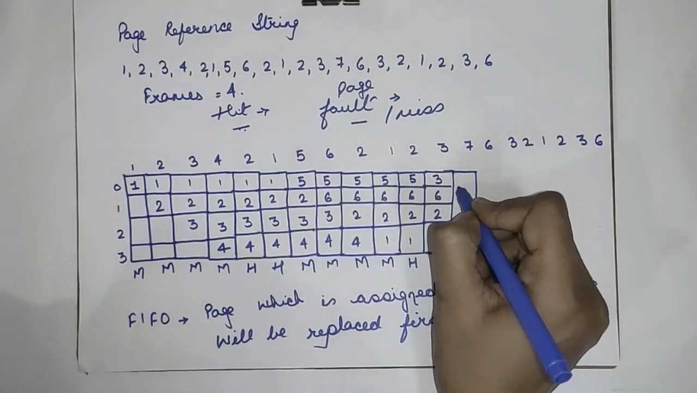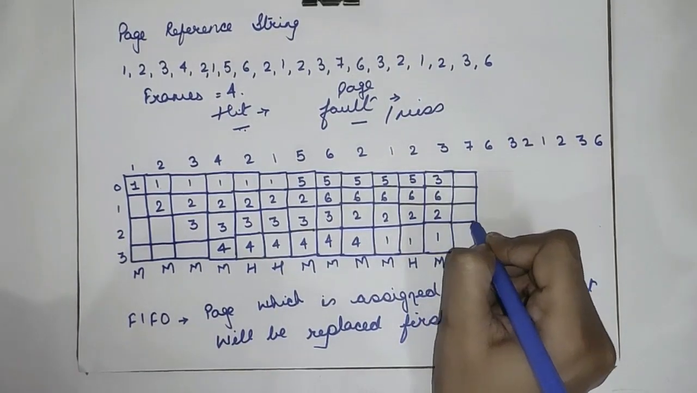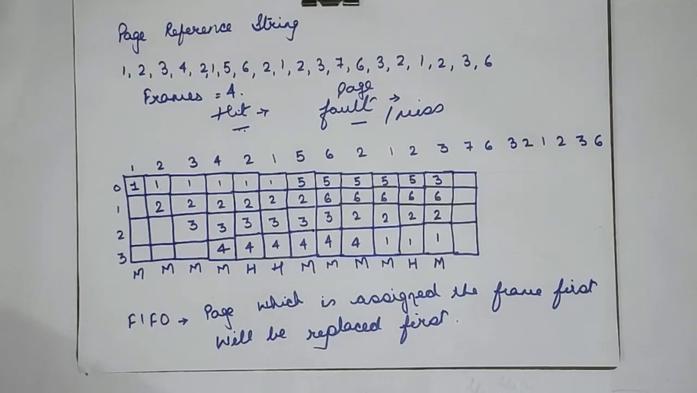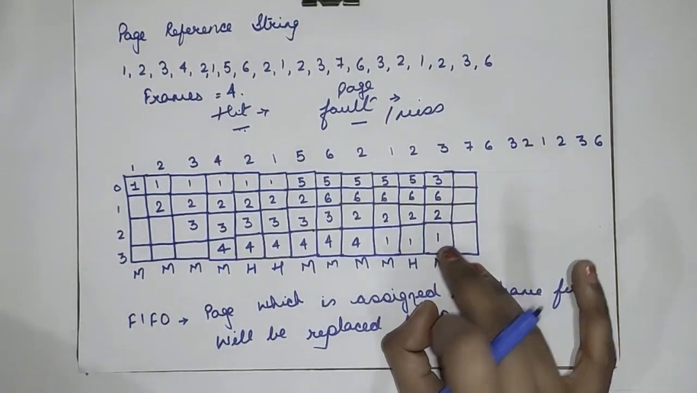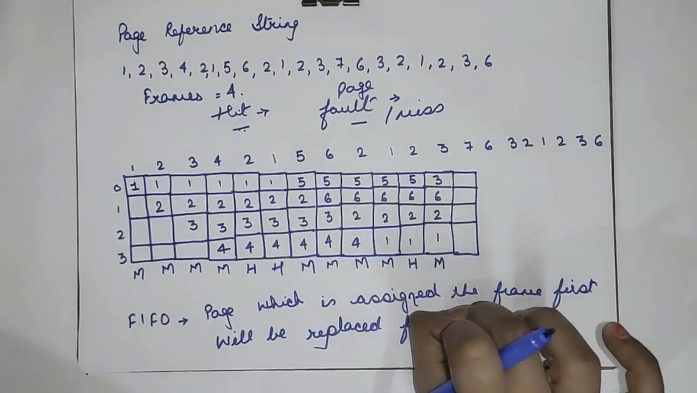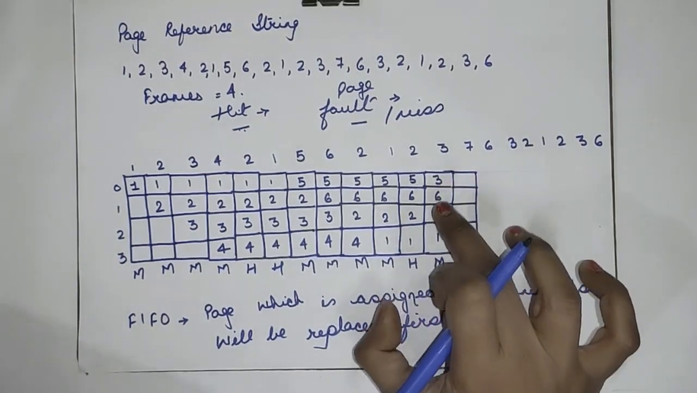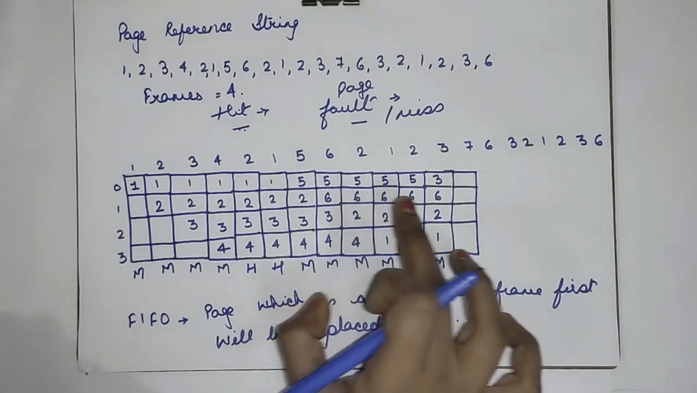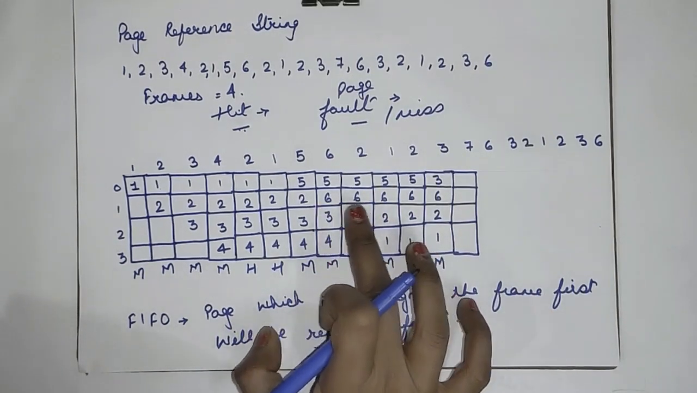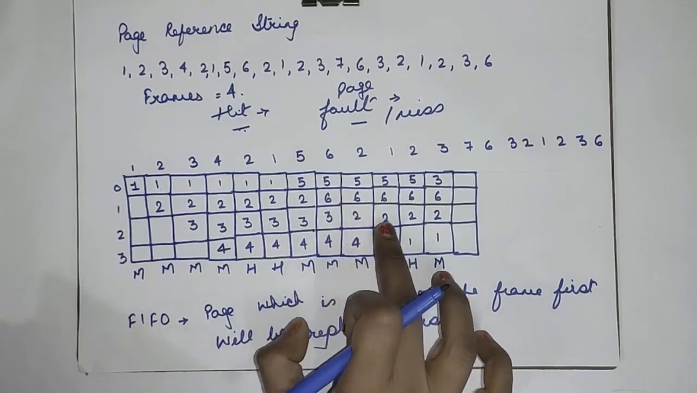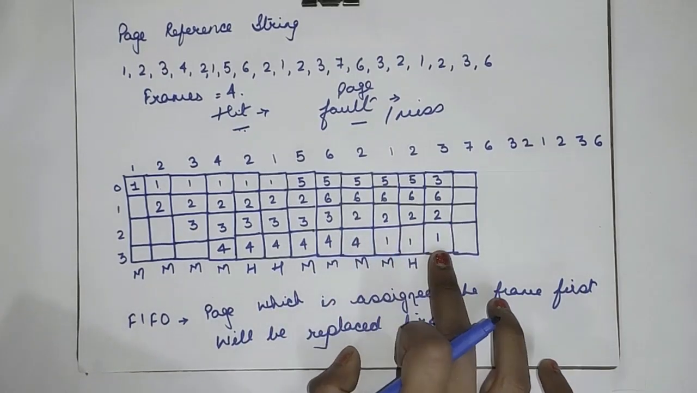Next I need 7. So is 7 present in memory? 3, 6, 2 and 1 are present. As I can see, 7 is not present in memory. So what are we going to do? We are going to replace the oldest page. So we'll have to check again. 3 is the newest page and 6 has been here for 1, 2, 3, 4, 5 times, 2 for 1, 2, 3, 4 times, 1 for 1, 2, 3 times.